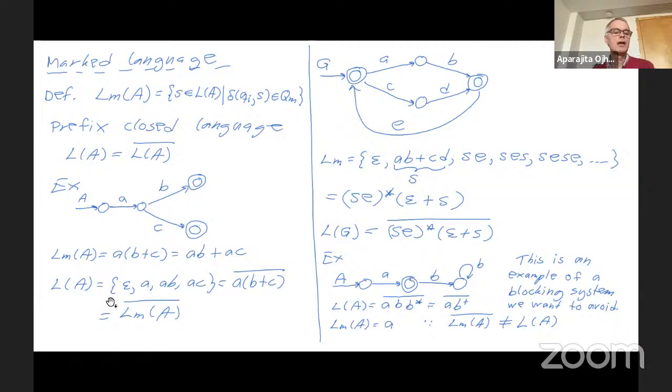So that means that if you take the prefix closure of the marked language, you get the complete language of the automaton.